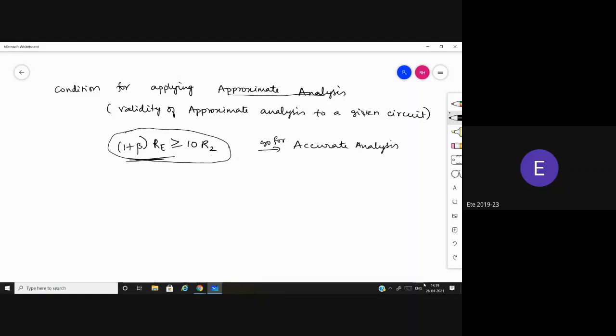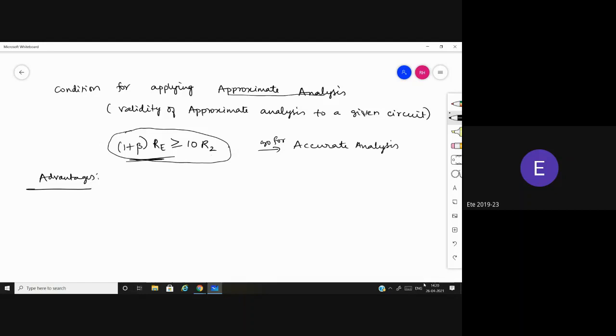We will understand this in a better way when we start solving the problem. Coming to the advantages: unlike all the above circuits, here the operating point is almost independent of beta variation. Why? Because when we consider the approximate analysis, we don't have the beta factor there.